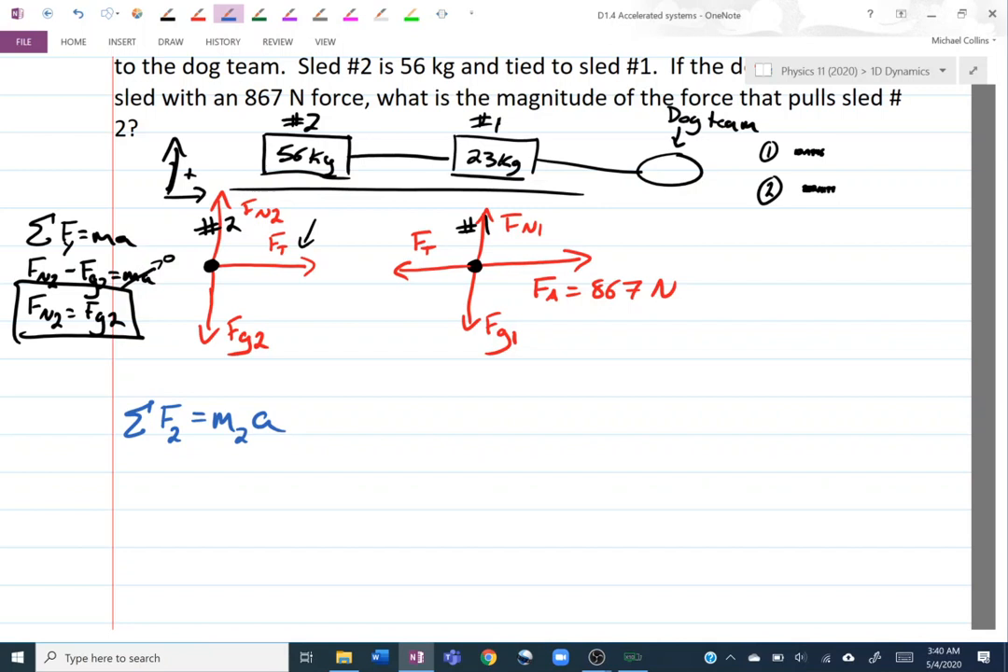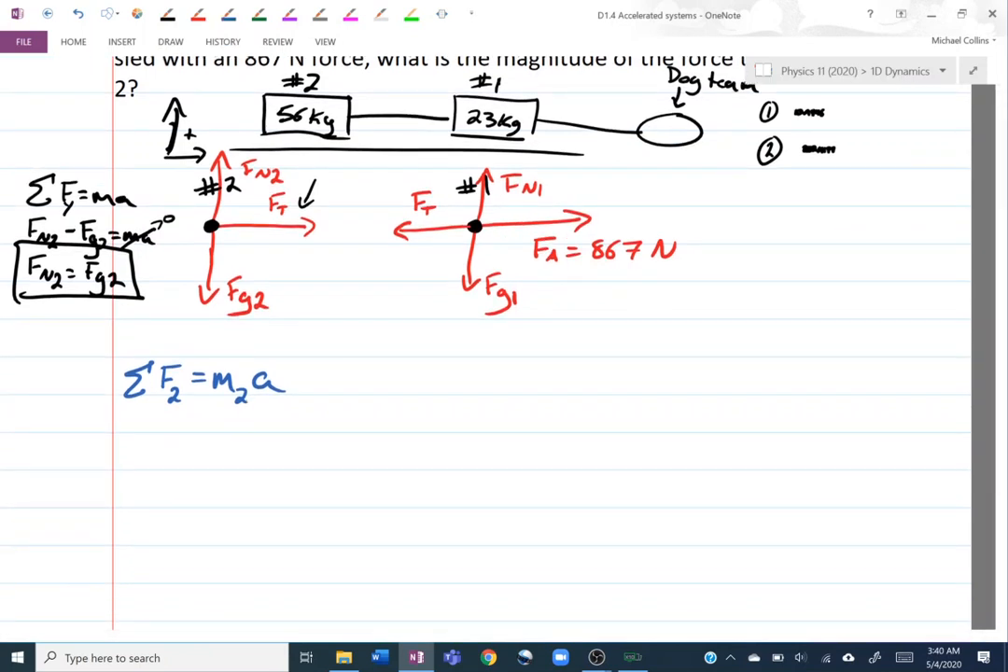So Ft2 is equal to m2a. I've already called to the right positive, so I've just got an Ft, and that's equal to m2a. And if I wanted to, I could put a little x down there too, an F2 in the x-plane. I'm just looking at my left and right forces.